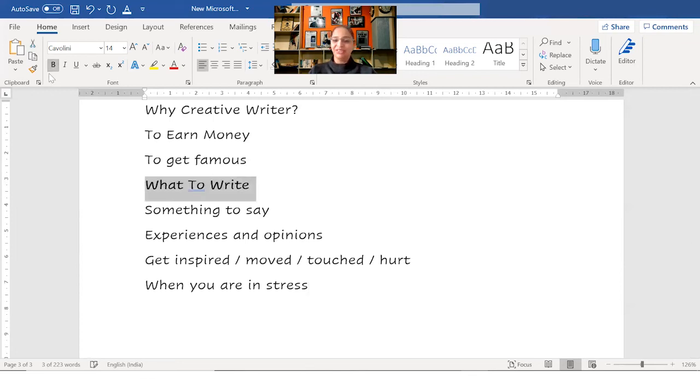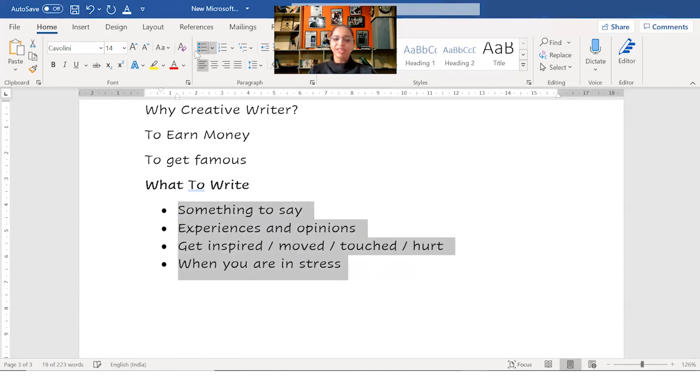Writing is like meditation. So when you are in stress, you can write it out. You don't have to speak to anyone. You're feeling angry, you're feeling stressed, write it out. It's the best way of relieving stress from your mind, body, and soul, right? It's the best thing to do. Just sit in peace, switch off your internet, switch off your Wi-Fi, and just write.